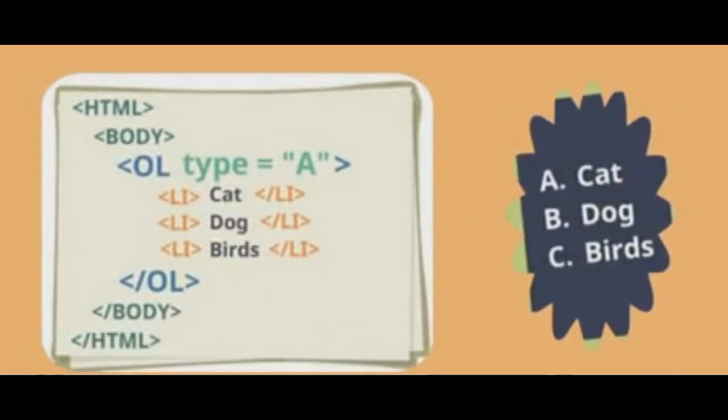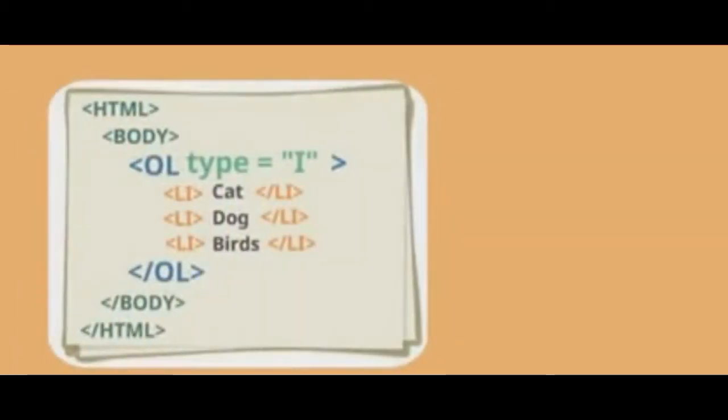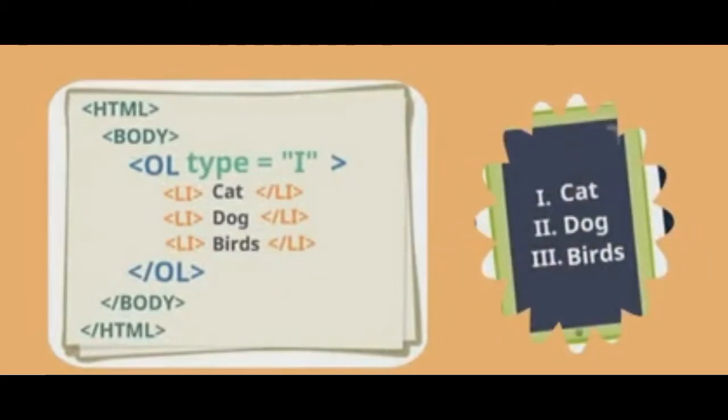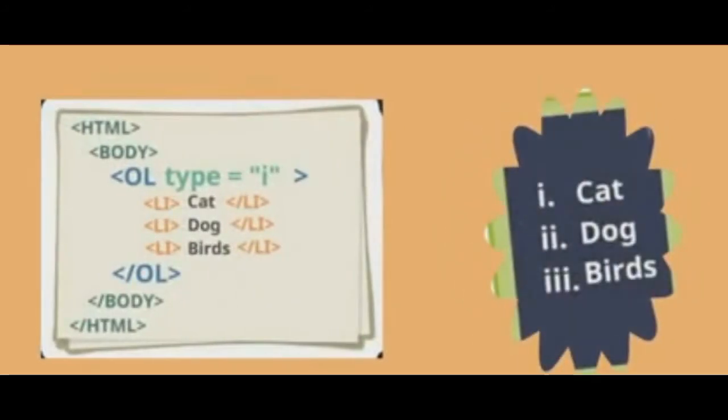Next, use capital A. This gives us alphabetical list. We can use small a also. The list will appear in lowercase letters. Similarly, when we use capital I, it gives us the list using Roman numerals. We can use small i if we want the list in lowercase.